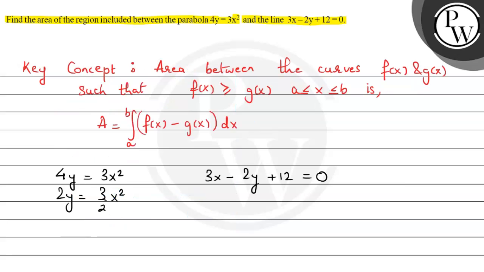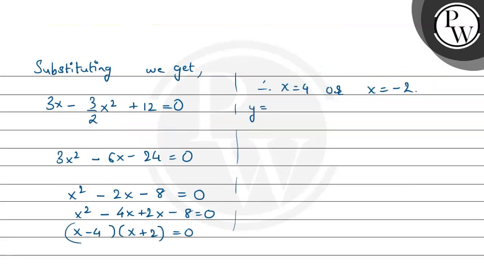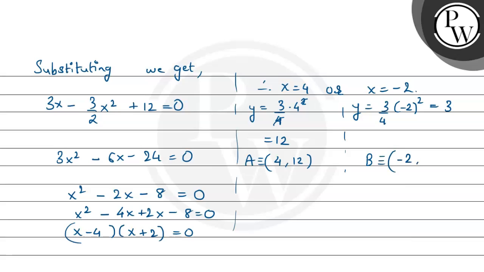and when x is 4, y will be equal to, see, y is 3 by 4 times x square, so this is 3 by 4 times 4 square. So ये आ जाता है y 12 आ जाएगा, लेकिन जब x minus 2 होगा तब y की वैल्यू आ जाएगी. So y is 3 by 4 times minus 2 squared and y is 3. And so we have got the two intersection points. Let point A represent the coordinates 4 comma 12, and B has coordinates minus 2 comma 3.